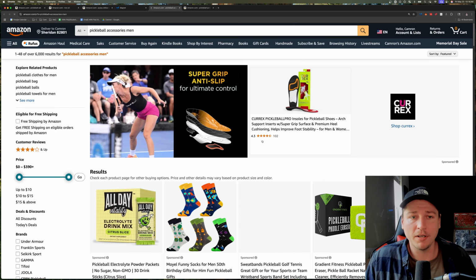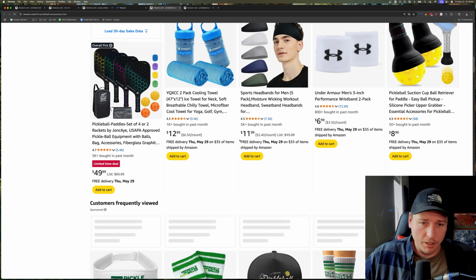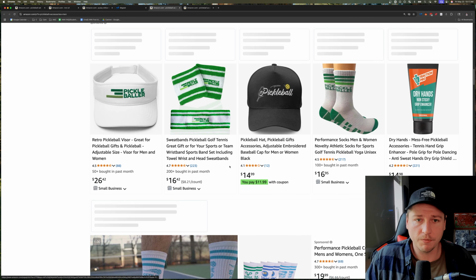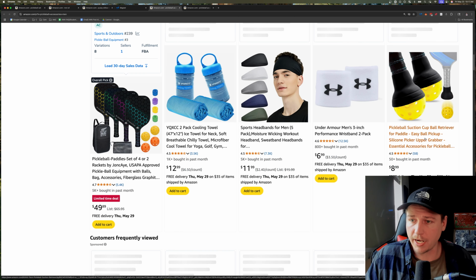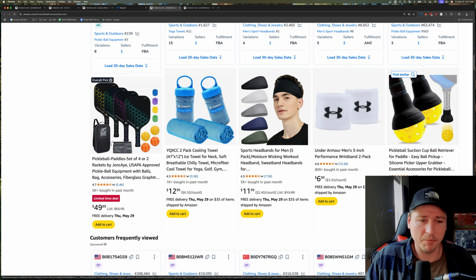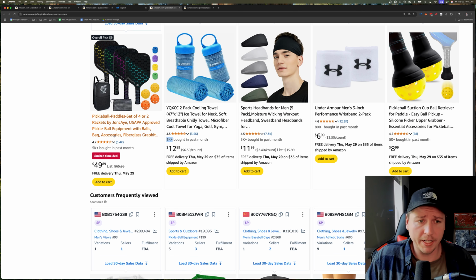Same thing here, pickleball accessories for men. So maybe you make a men's set and a women's set, and all of a sudden you're hitting on 2 different keywords here. So again, we don't see any type of accessory set. We see things kind of scattered out. This one's pretty cool. It's a suction cup thing on the bottom here. We see cooling towels selling 1,000 a month, headbands 5K a month. So this gives us real data of what sells.